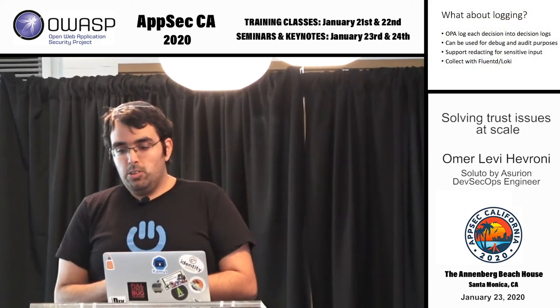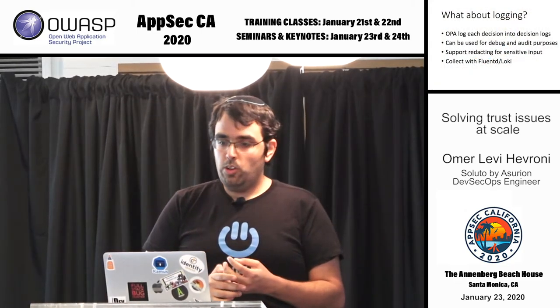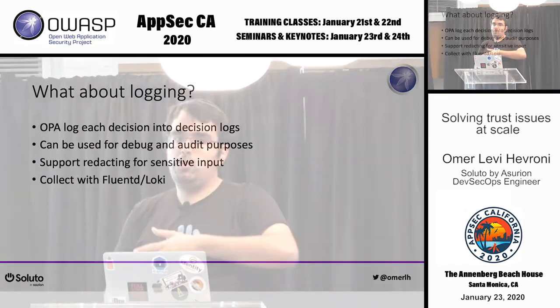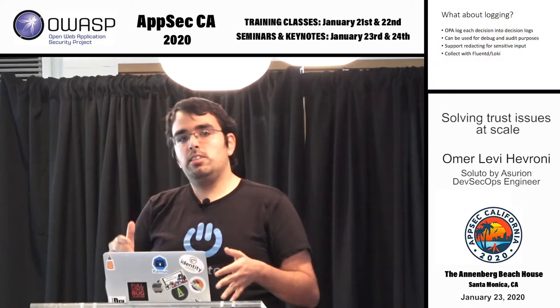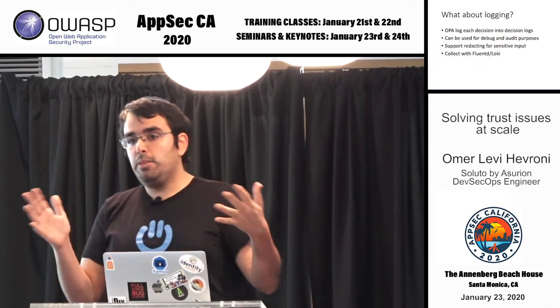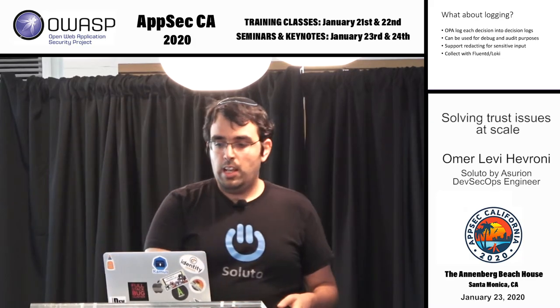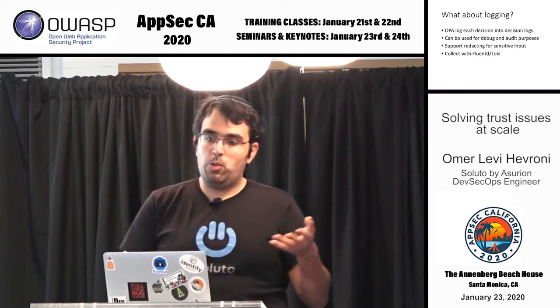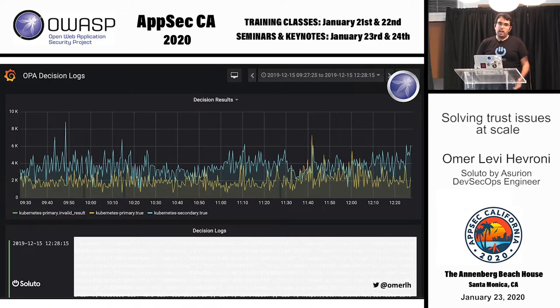So everything is good. And now we need to talk about logging. I already talked about decision logs and what we can use them for. It also has support for redacting. So if you pass the body to the decision and it gets logged, you can write another policy that redacts this stuff. And we can use Fluentd, Loki, FluentBit, whatever you like to collect this log and create a graph from it.